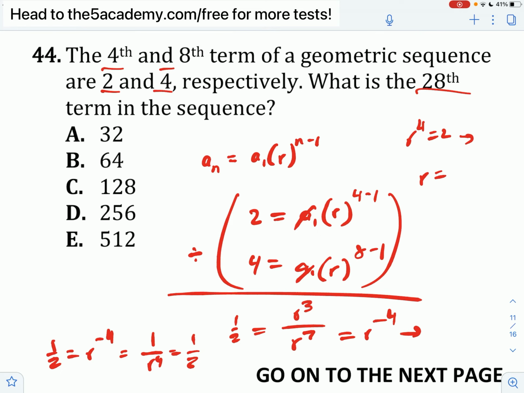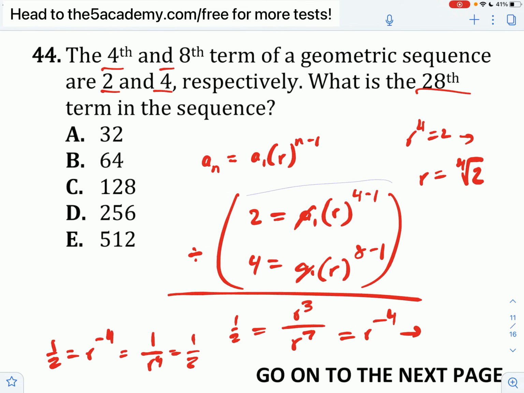So r is going to be 2 to the 1 over 4, which if you do it on your calculator gives you some decimal. You could just leave it in this form. It doesn't really matter. r equals the 4th root of 2.